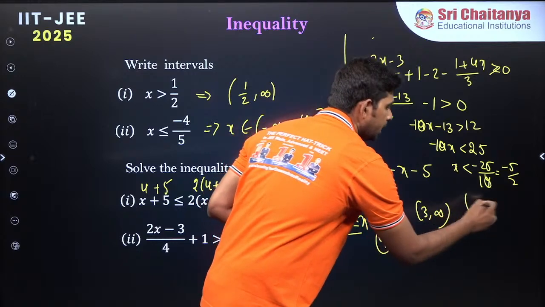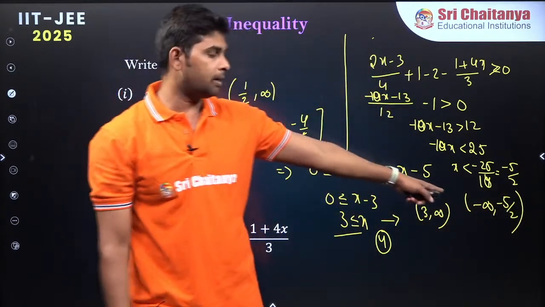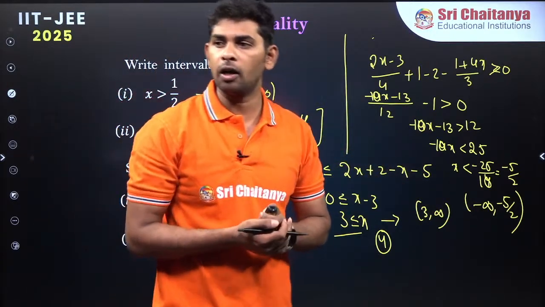It is minus infinity to minus 5 by 2. Okay? So that is our interval, which is the solution for this one. Very nice. Many of you have got the answer.